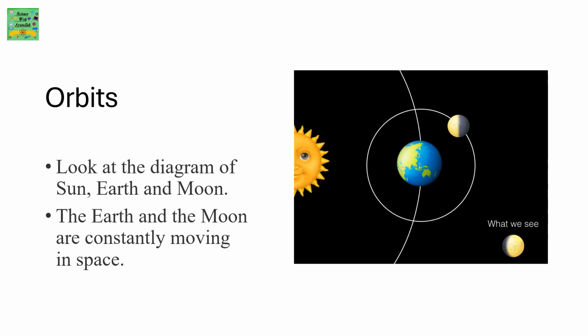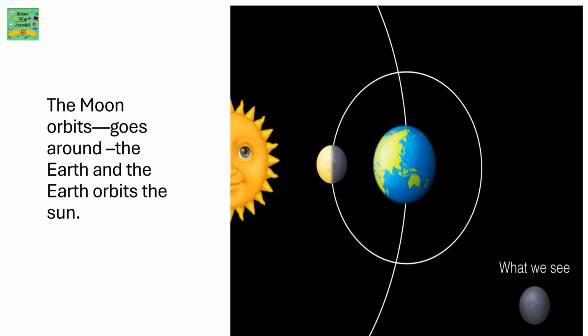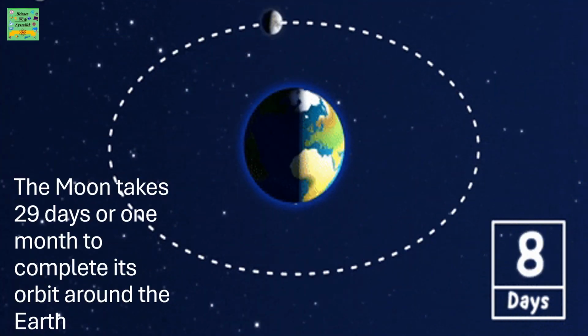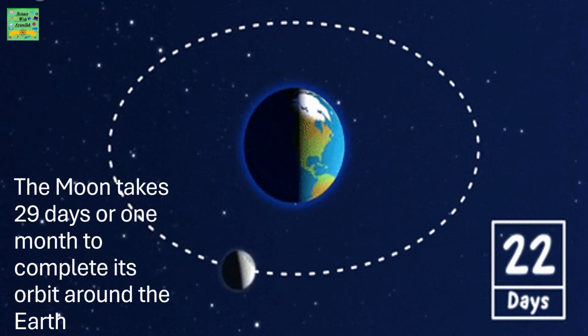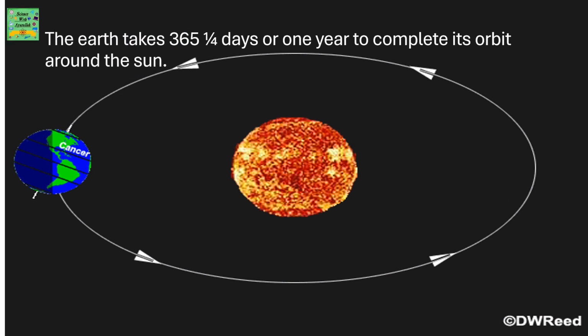Orbits. Look at the diagram of the Sun, Earth and the Moon. The Earth and the Moon are constantly moving in space. The Moon orbits the Earth and the Earth orbits the Sun. The Moon takes 29 days or 1 month to complete its orbit around the Earth. The Earth takes 365 and a quarter days or 1 year to complete its orbit around the Sun.